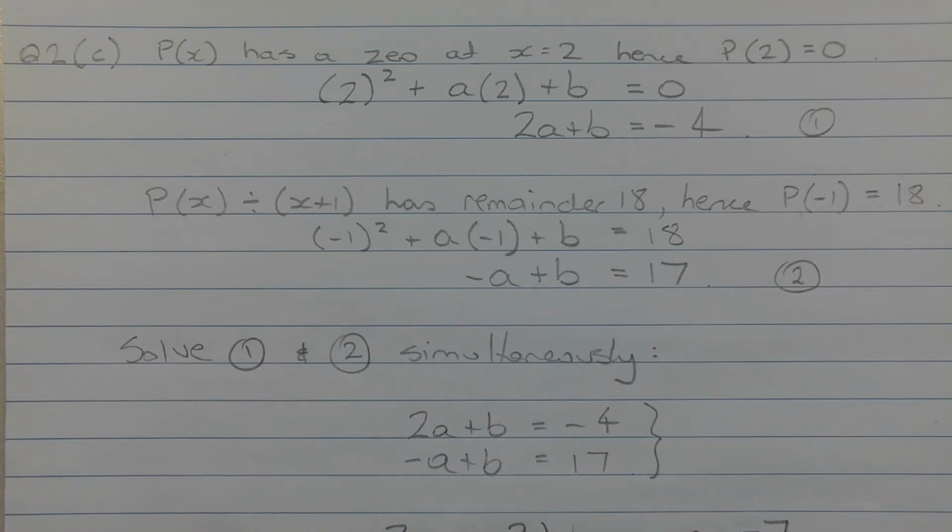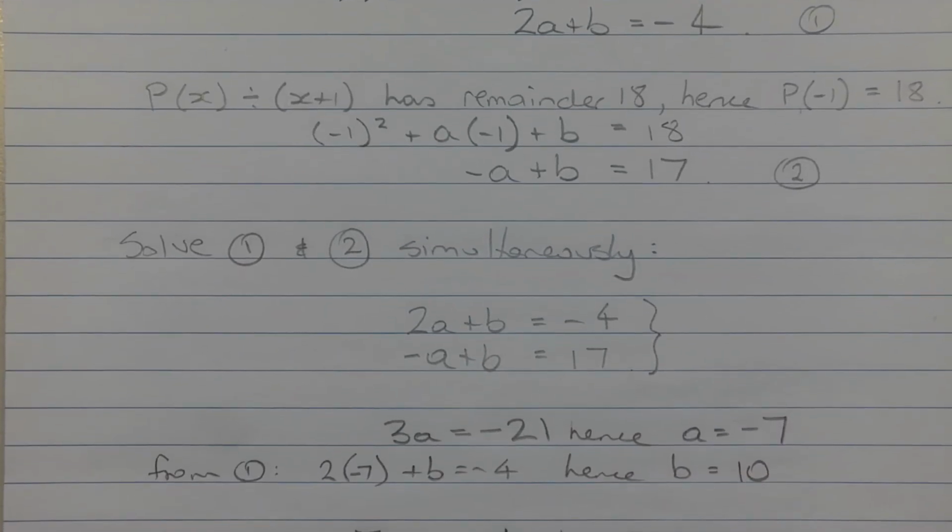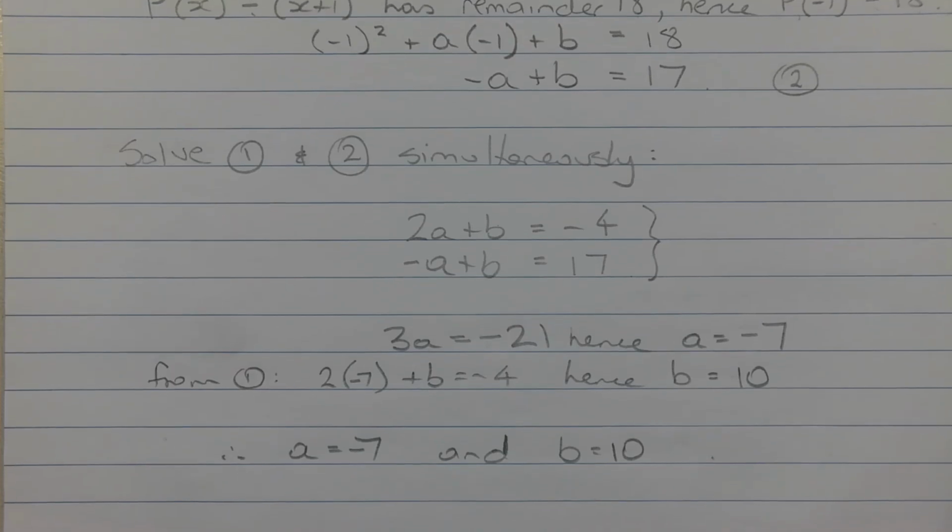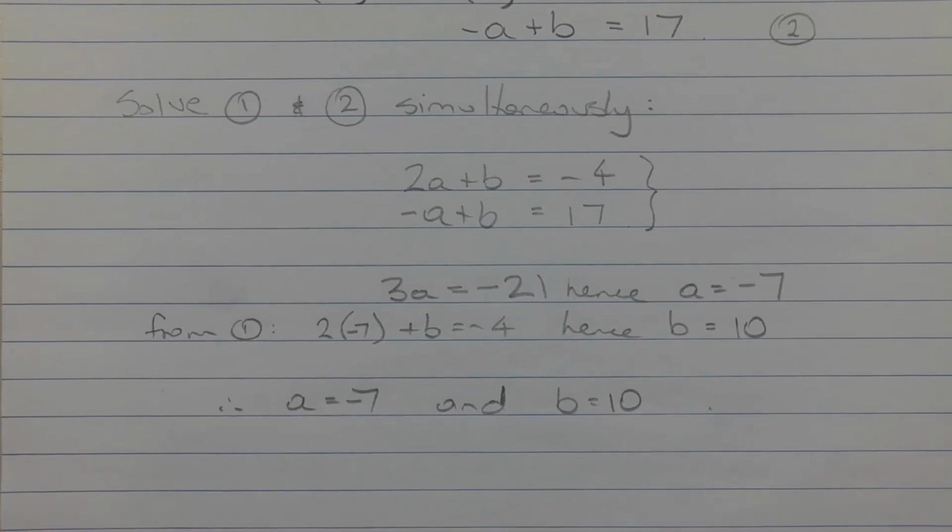Rearranging the equation so that the a and the b terms are on the left-hand side, we get -a plus b is equal to 17. Let's call this equation number 2. The next step is to solve equations 1 and 2 simultaneously. And you can use either the elimination method or the substitution method.